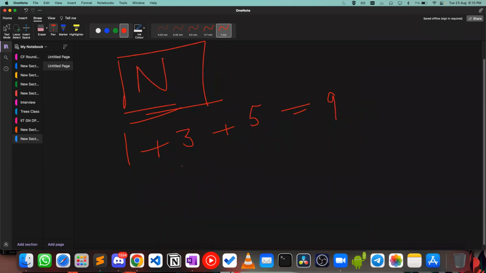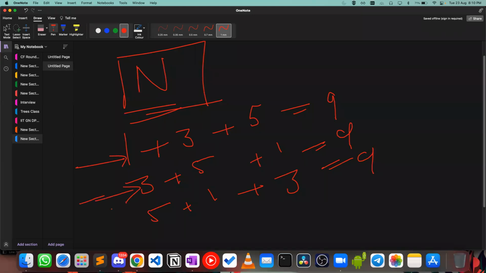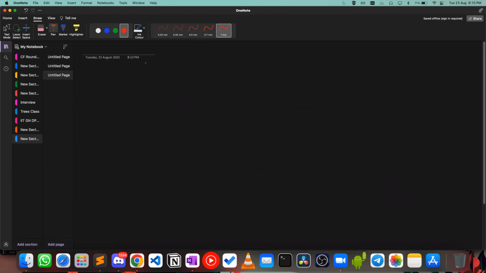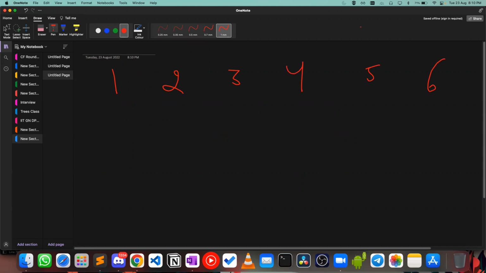Also, one thing to notice here is that 1, 3, and 5, and 3, 5, and 1, or 5, 1, and 3, all of these are considered to be different here, although they're summing up to the same value. But if you look at them, these are actually different ways, right? So you have to construct n, and the only possible choice when you throw a dice is that it can show up with 1, 2, 3, 4, 5, or 6, right?